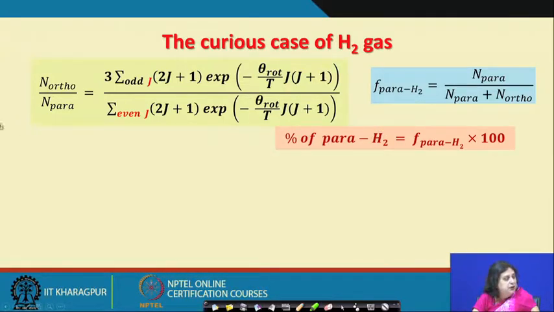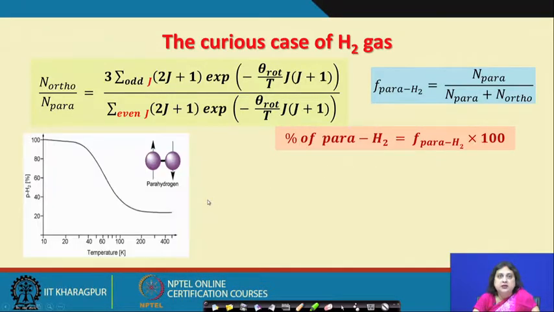Simply because this ratio of n ortho and n para is dependent on temperature, I should get this percentage of para hydrogen in equilibrium with ortho hydrogen at different temperatures. This must be a function of temperature. So, this is what is plotted over here.